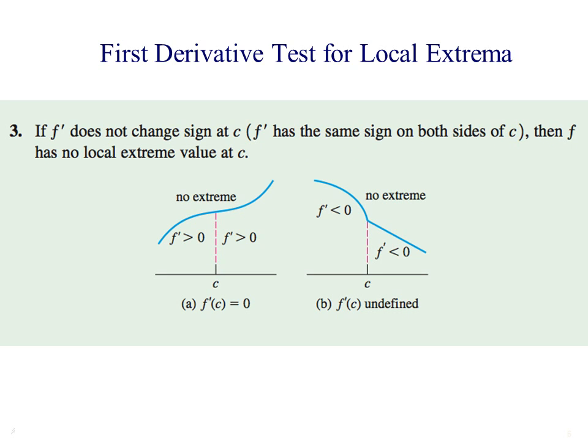The third case is if the derivative does not change sign at C. In other words, it has the same sign on both sides of C. In this case, f does not have a local extreme value at C. It is neither a max nor a min.